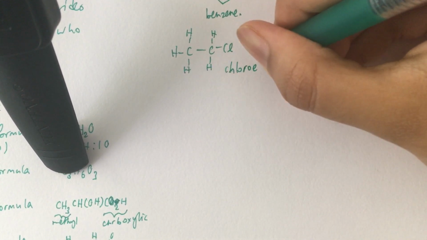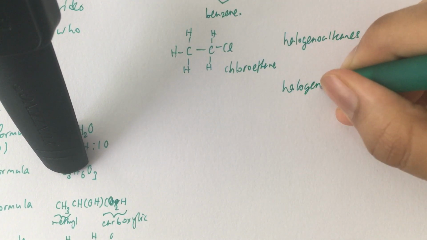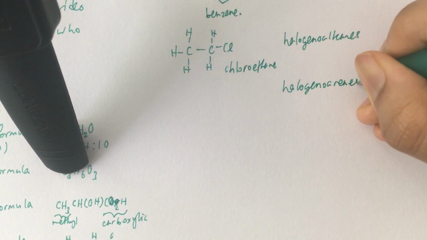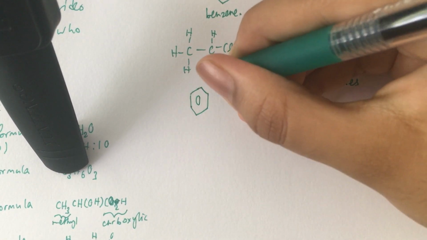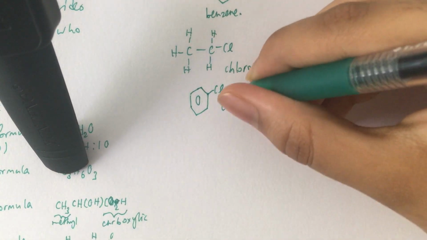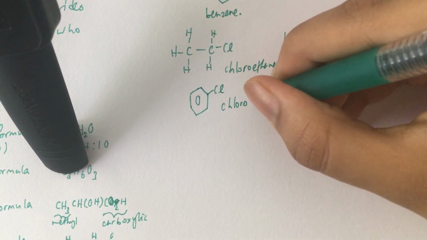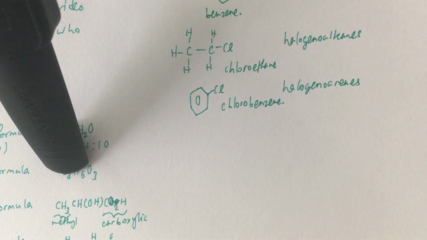And for halogenoarenes, it will be an aromatic compound, but one of them... wait, sorry, is it aromatic? Yeah, it's aromatic, like benzene, that kind of stuff. That's an arene. So aromatic compounds where at least one of the hydrogens is replaced by a halogen. That's basically halogen derivatives.